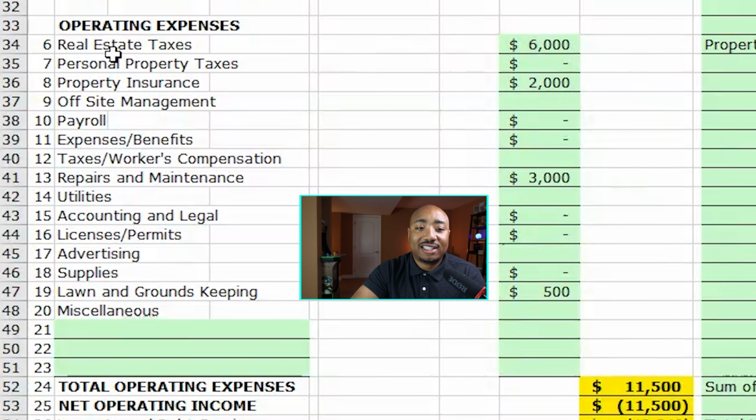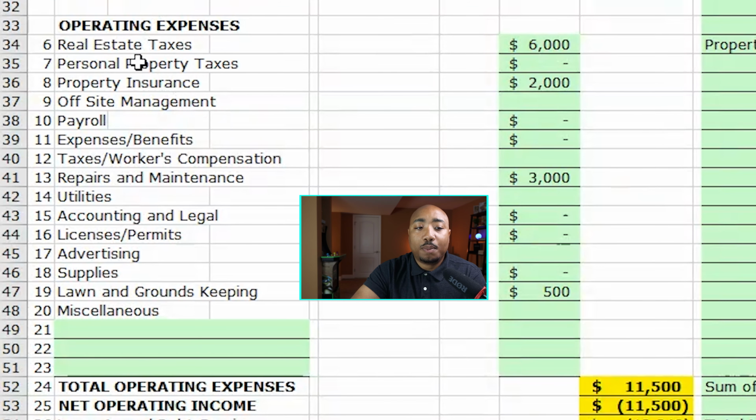That is key. Taxes will be redone, and they will be done under the purchase price that you were purchasing at, not the purchase price that the seller bought it at. Okay, remember that. Let's just say property taxes are $6,000. Then we're gonna do property insurance at $2,000.